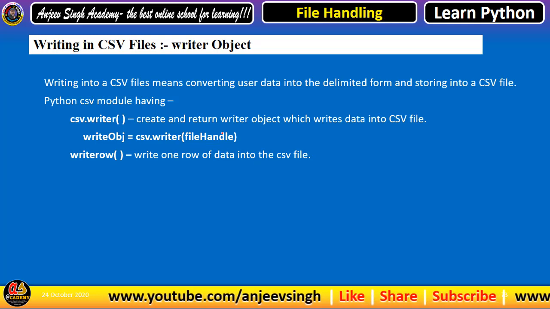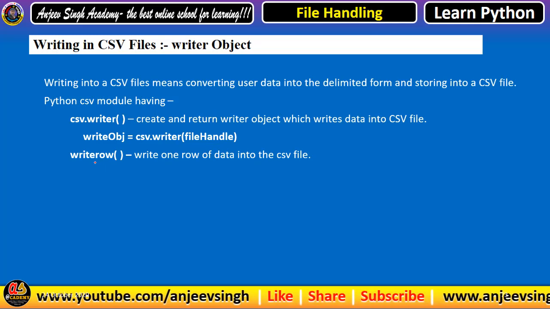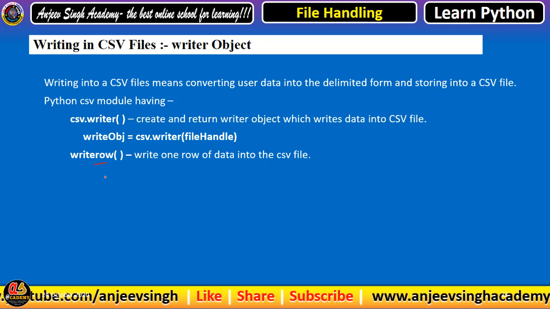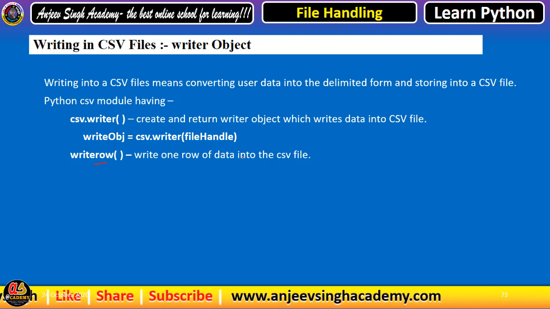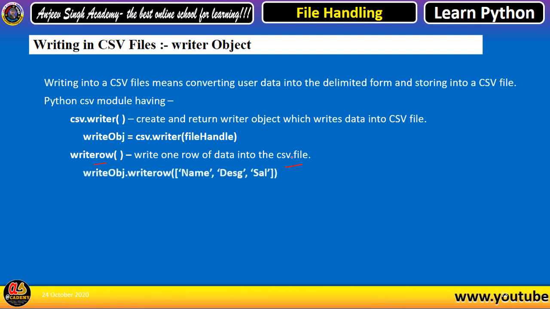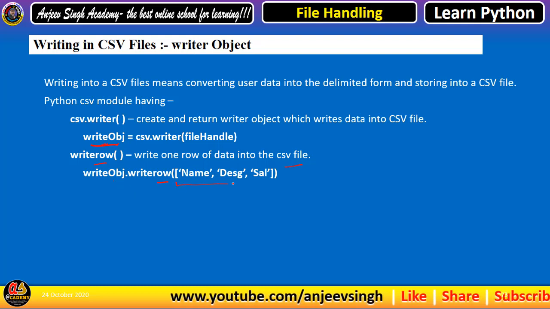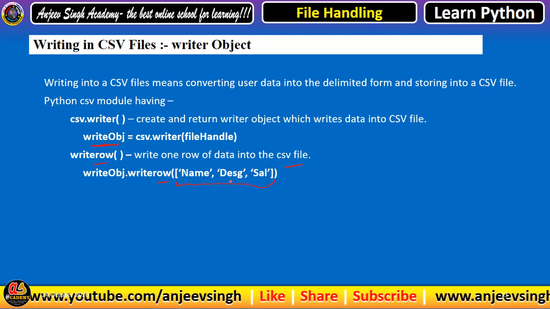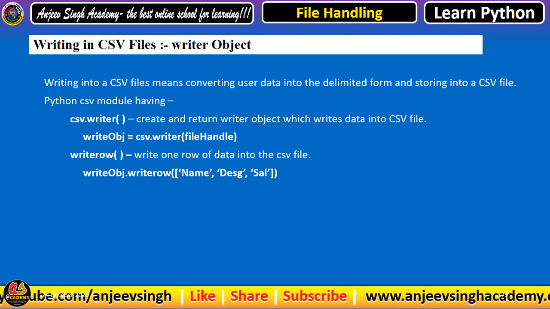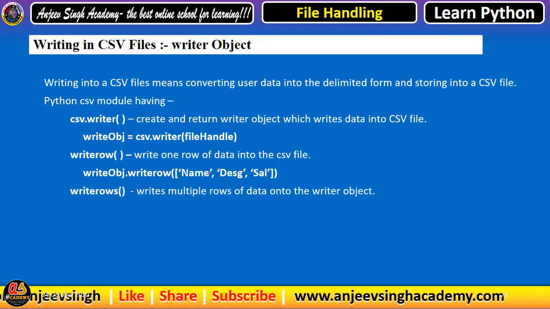Now we have some methods, and with the help of those methods we can perform the write operation in a CSV file. So writerow is the method used to write one row of data into the CSV file. This is your writer object here: writer object dot writerow, and now I'm giving the data in the form of a list. This value is given in the form of a list, and it is going to be written inside your file. It will write one row.